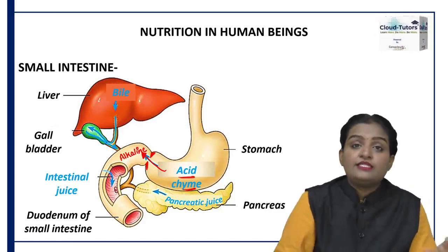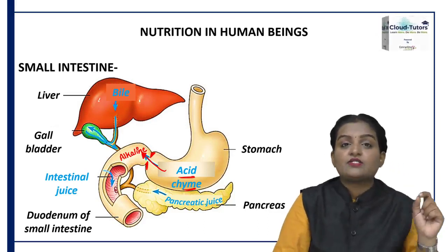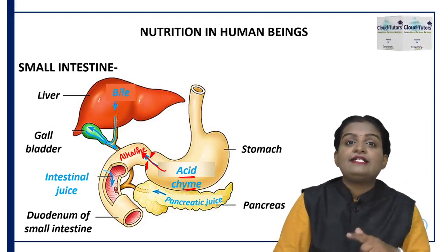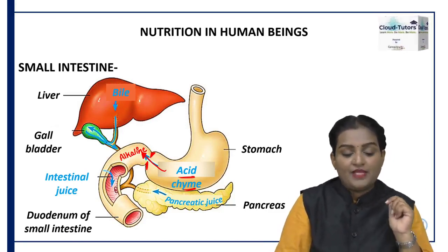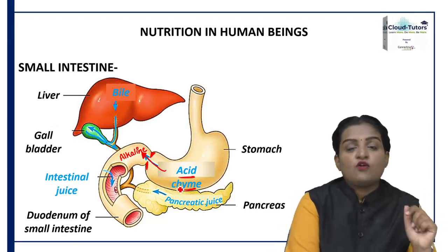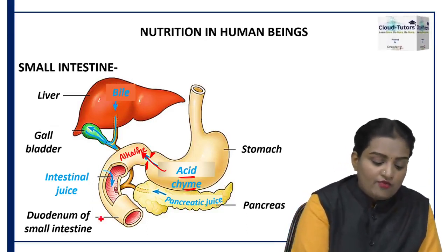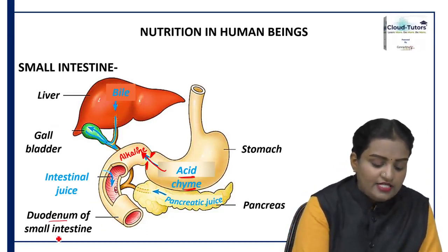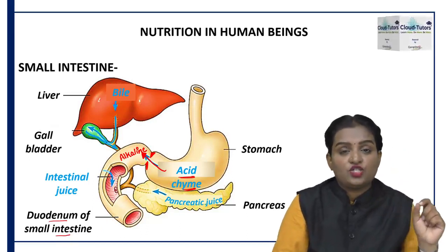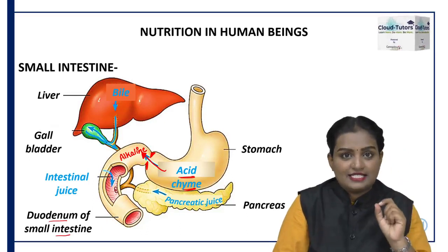So the sphincter muscles are needed because alkaline food should not enter the acidic medium. So the food will always flow in one direction only. Now once it enters the duodenum, the complete digestion of food occurs in the small intestine.